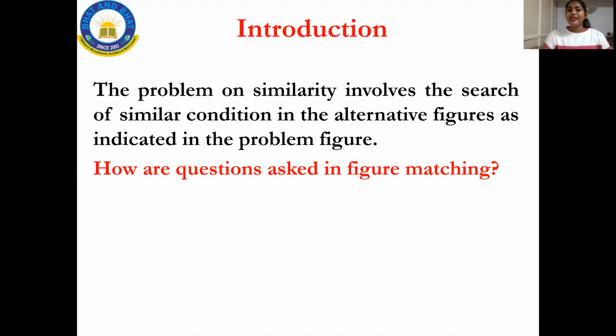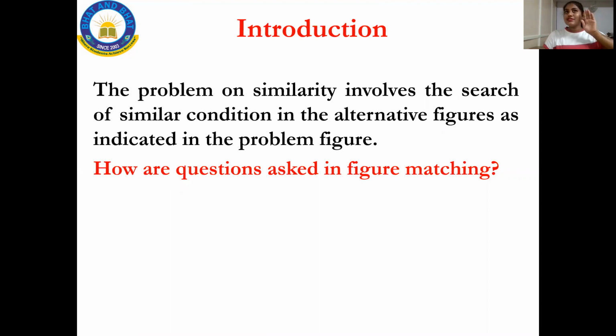So students, let me give the introduction to the chapter. Problems on similarity. One more thing you have to keep in mind: similarity and figure matching are one and the same. If they give similarity, you should not be confused. The other name for figure matching is similarity. So the problems on similarity involve the search of a similar condition in the alternatives as indicated in the problem figure. So it is very easy, students.